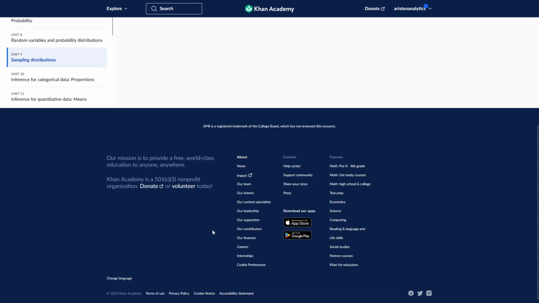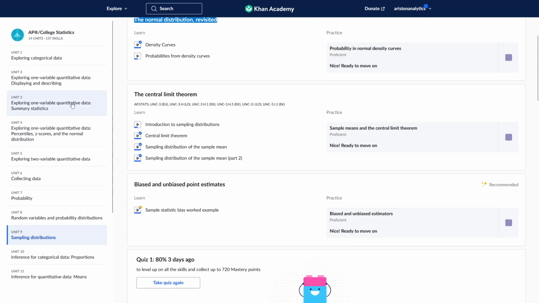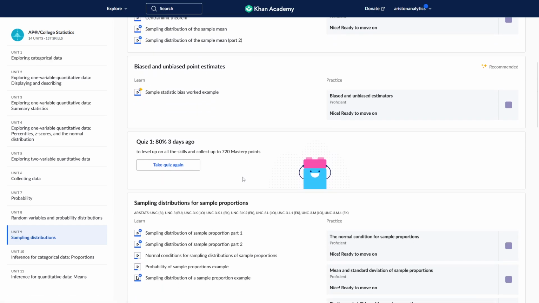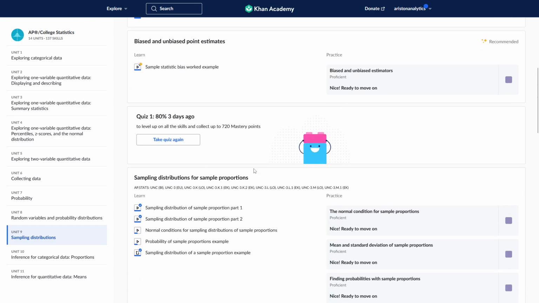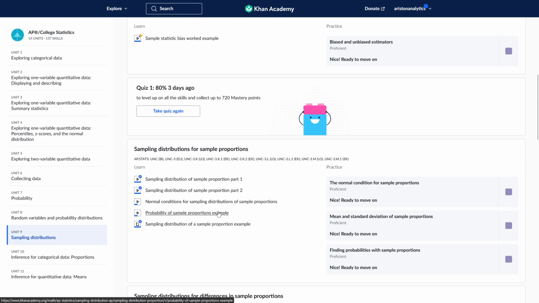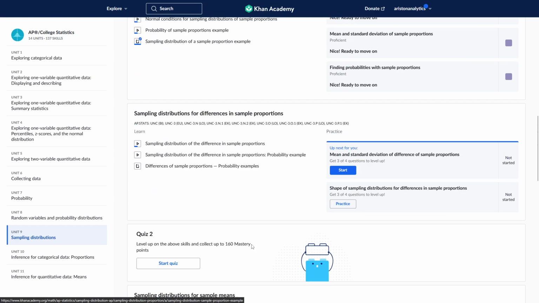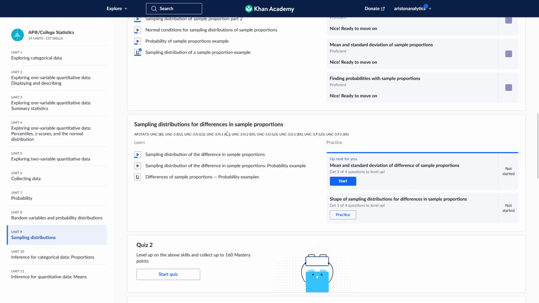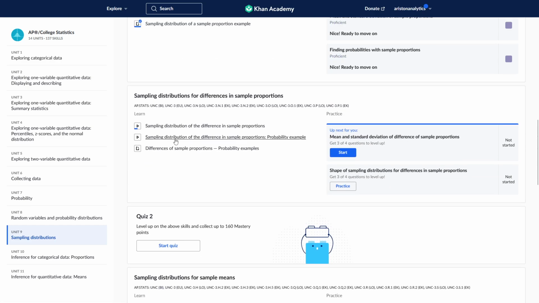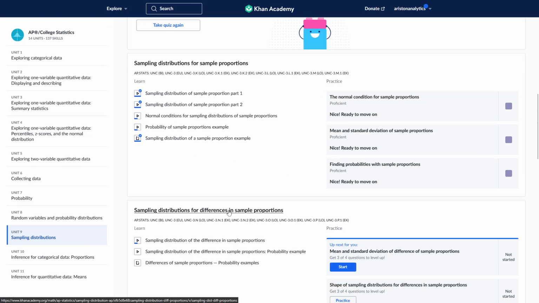We were on Unit 9. We looked through the different subjects: normal distributions, central limit theorem, biased and unbiased estimates, sampling distribution of a sample proportion, which is just a different statistic that we can look at when dealing with samples. Next, sampling distributions for differences in sample proportions. Have we done this? I don't think so. Okay, we will go here.